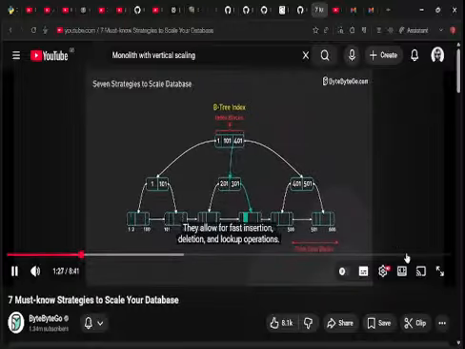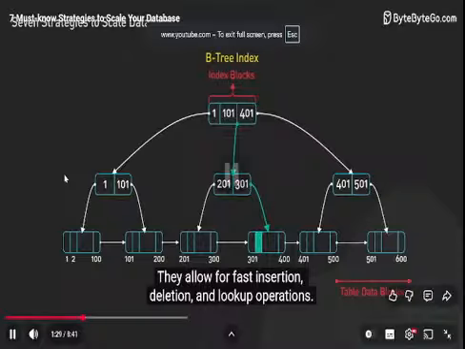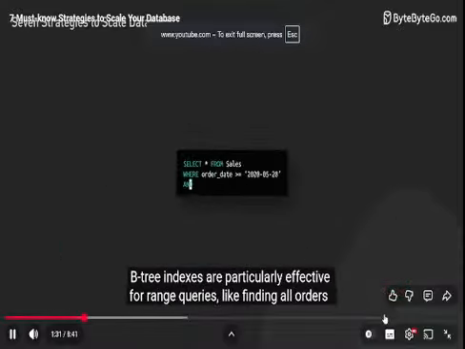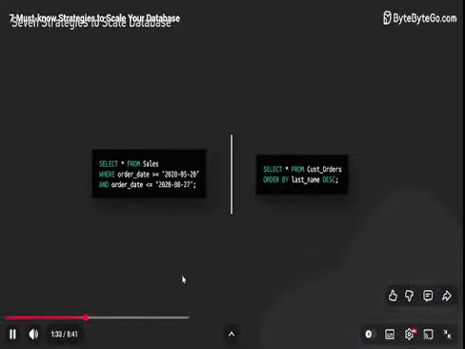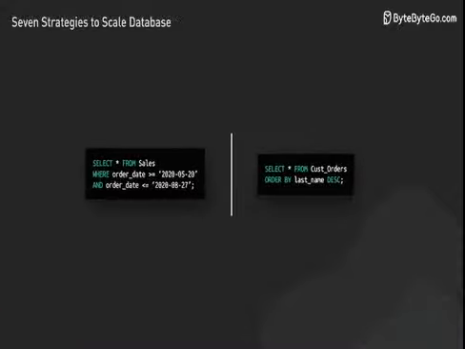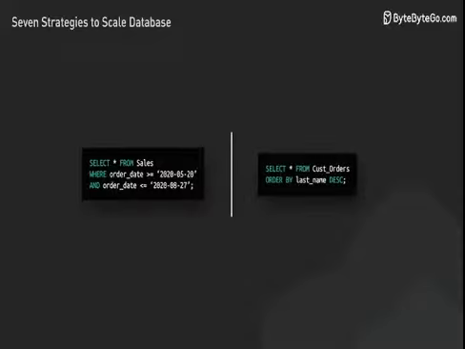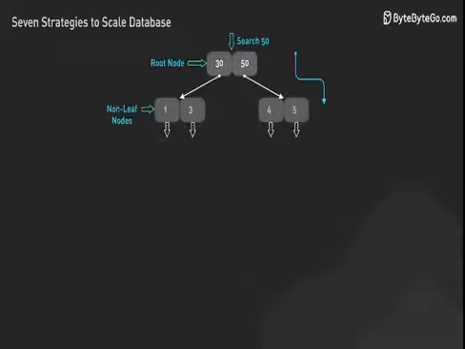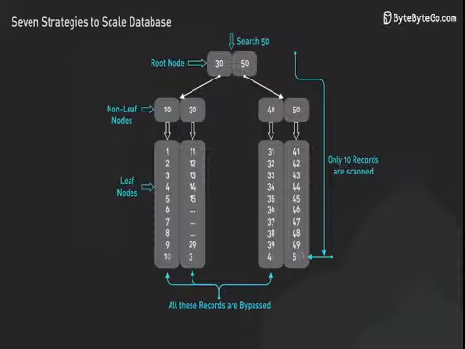They allow for fast insertions, deletion, and lookup operations. B-tree indexes are particularly effective for range queries, like finding all orders within a specific day range or retrieving customer records alphabetically by last name. Indexes can significantly reduce query execution time. Without proper indexing, even a simple search query could turn into a full table scan, which is extremely time-consuming.